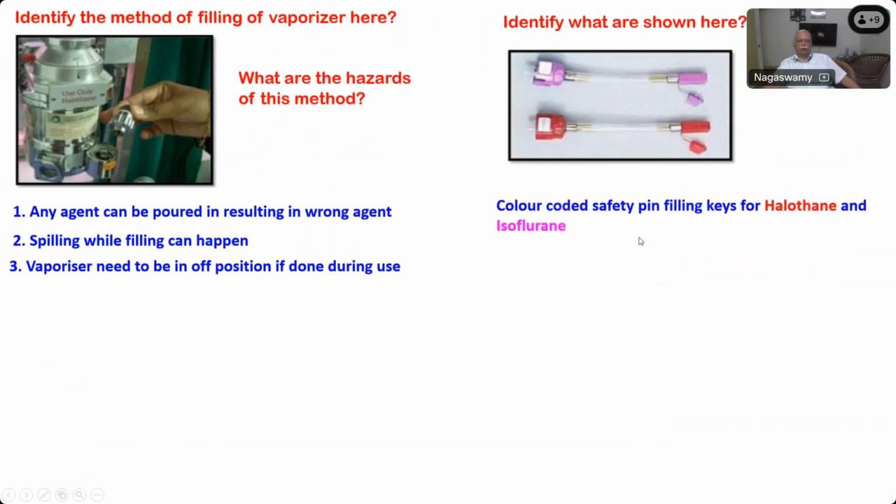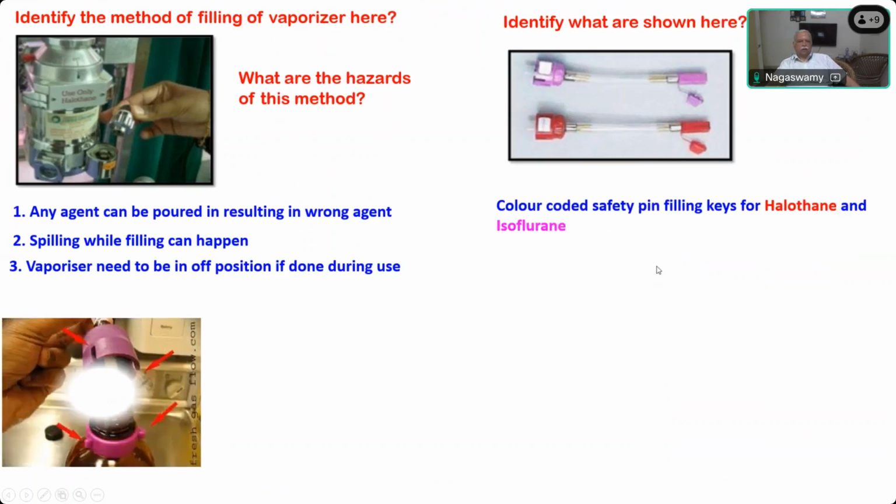Okay, the filling port. And this is the color-coded safety pin filling system for halothane and isoflurane. The red is halothane and the purple is isoflurane. And what is this? All of you have seen this?